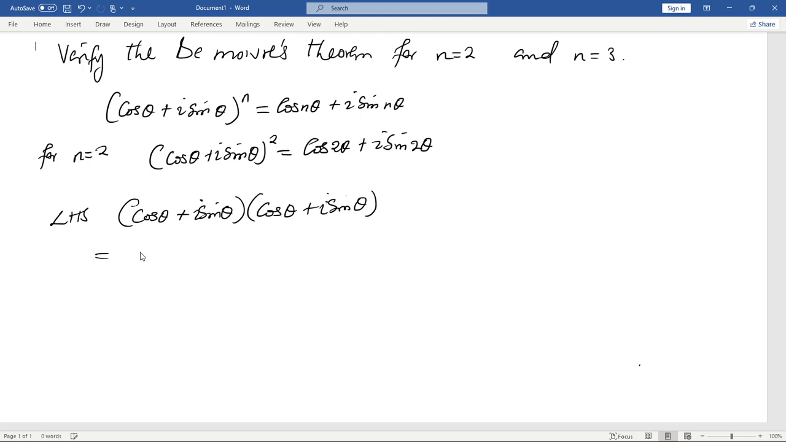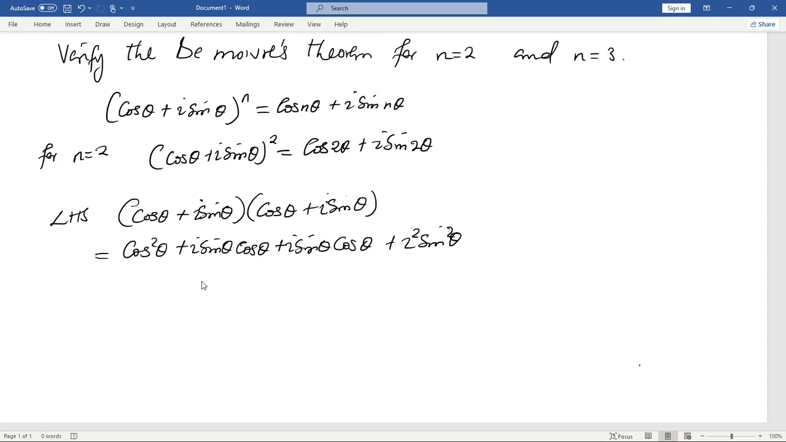So now here, cos theta by cos theta, we get cos squared theta. Cos theta multiplied by i sin theta, we get plus i sin theta cos theta. i sin theta multiplied by cos theta, we get plus i sin theta cos theta. So i sin theta multiplied by i sin theta, we get plus i squared sin squared theta.